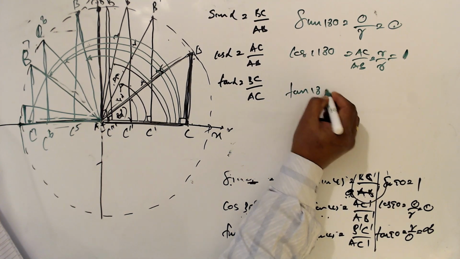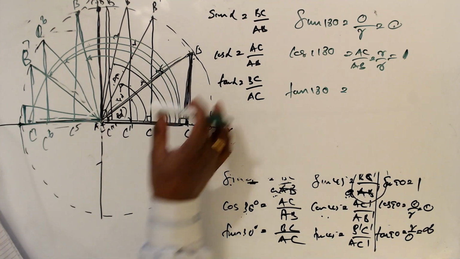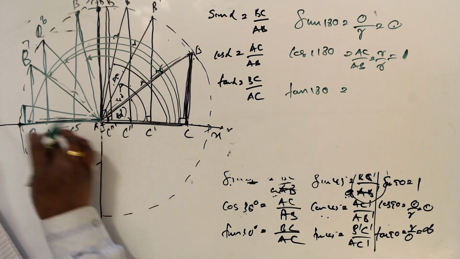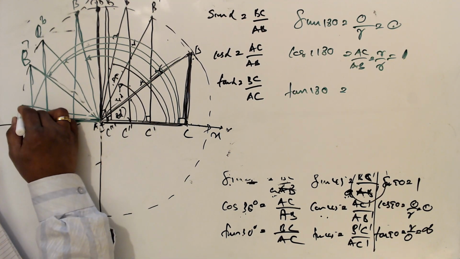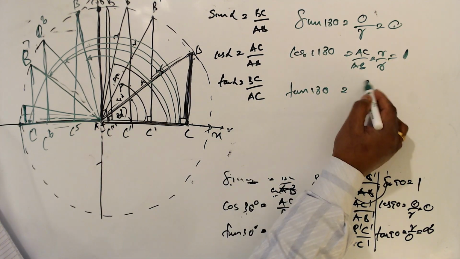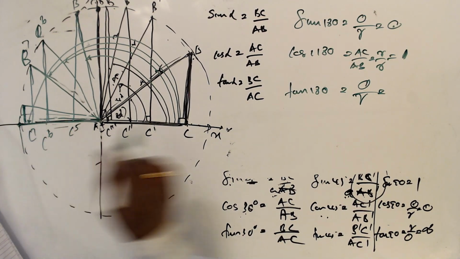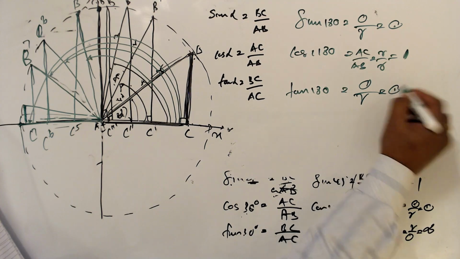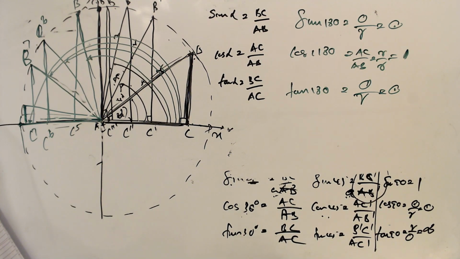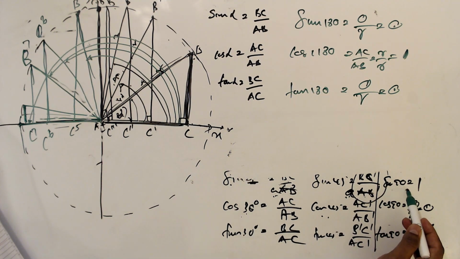Now what is tan 180? Tan 180 means opposite divided by adjacent. Now the opposite is almost 0. Here there is an opposite, but when it comes to here, the opposite is almost 0. Right? The adjacent is there, so 0 over r, or the hypotenuse. So that is going to be 0. Now you know two things. What is sine 90? Sine 90 is 1. Cos 90 is 0. Tan 90 is infinity.